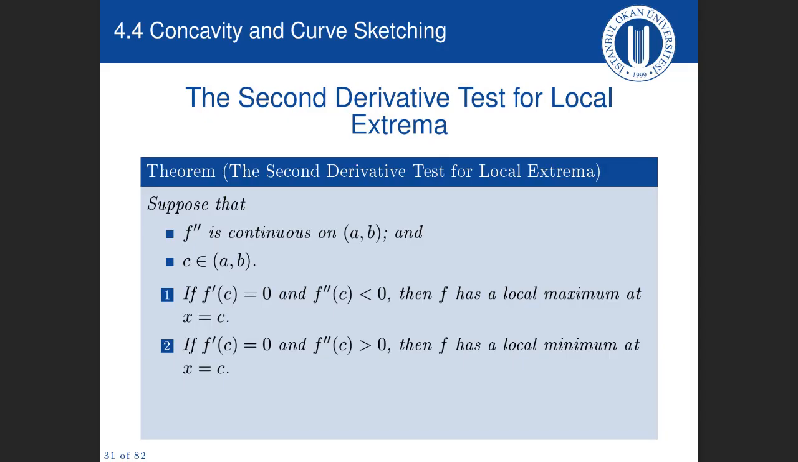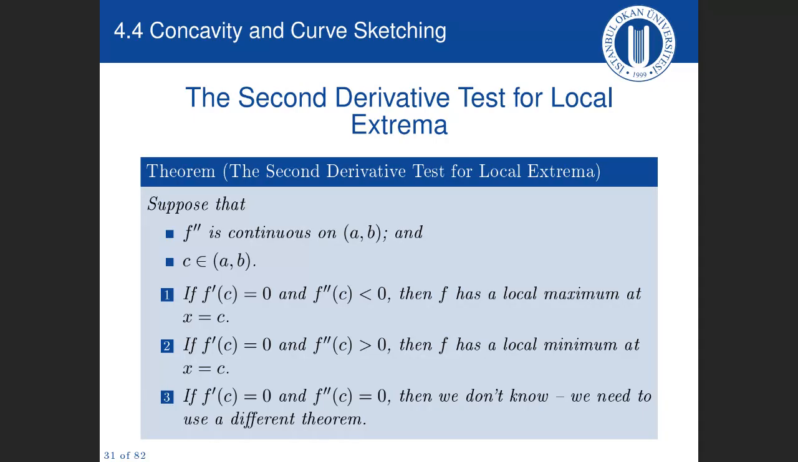Or if we know that f prime of c is equal to 0 and f double prime of c is greater than 0, so 0 derivative at c and concave up close to c, then we must have a local minimum at c. And thirdly, if f prime of c is 0 and f double prime of c is equal to 0, then we don't know. This theorem doesn't tell us. We need to use a different theorem to understand what's going on.